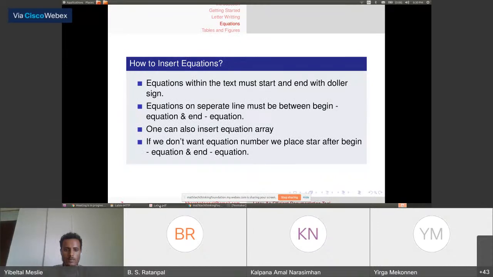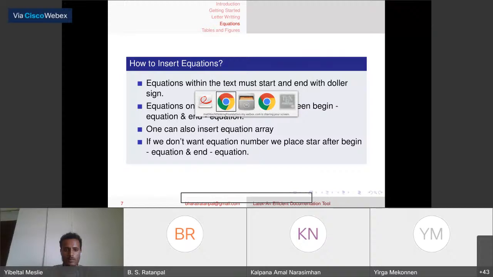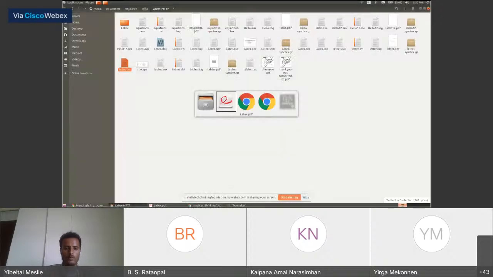Now equation. There are many forms of the equation. If we are writing the equation within the text, it must be within dollar signs. And if you want to write the equation with a number, then you need to write slash begin equation and slash end equation. We can also insert the equation array. So let us go back.